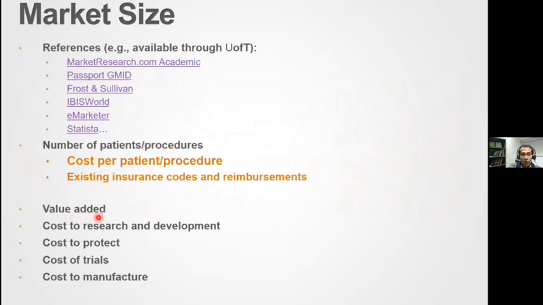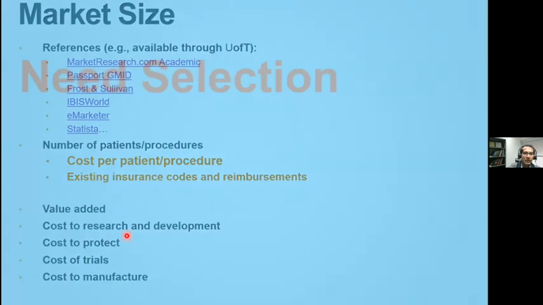Or you may not even have an exact amount on the market size, but you could price it based on the value you potentially add to the system. And then you have to take into account the cost of R&D, the cost of IP, the cost of trials, and the cost of manufacturing, and so forth, when you're making that sort of ultimate market decision.